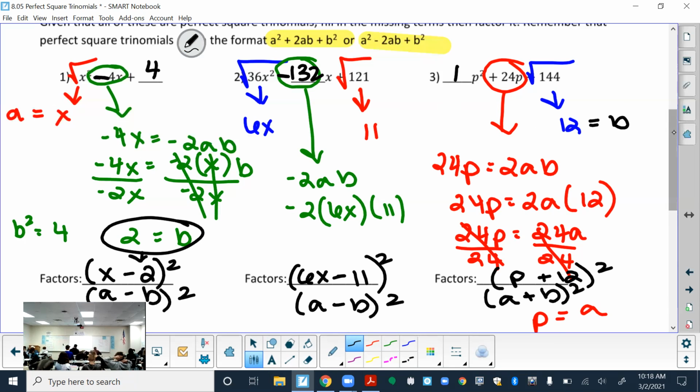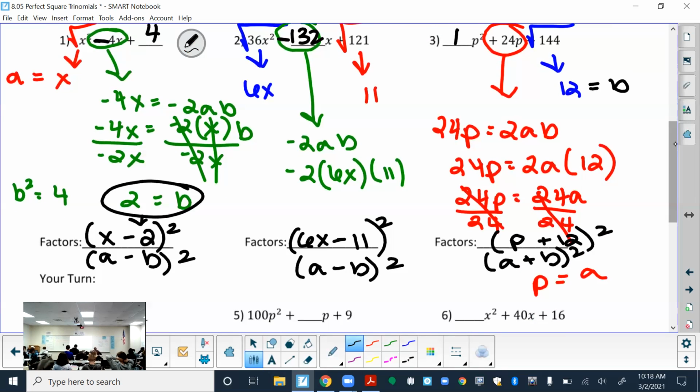All right, you have 3 your turn problems to help you practice, and I'll put those on the board in about 3 minutes. Also, you have a puzzle piece practice. So the 8.05, it's just 5 questions. If you have questions, let me know. But I'll project the answers for the your turn in 3 minutes, and then you have the rest of the time for your puzzle piece.